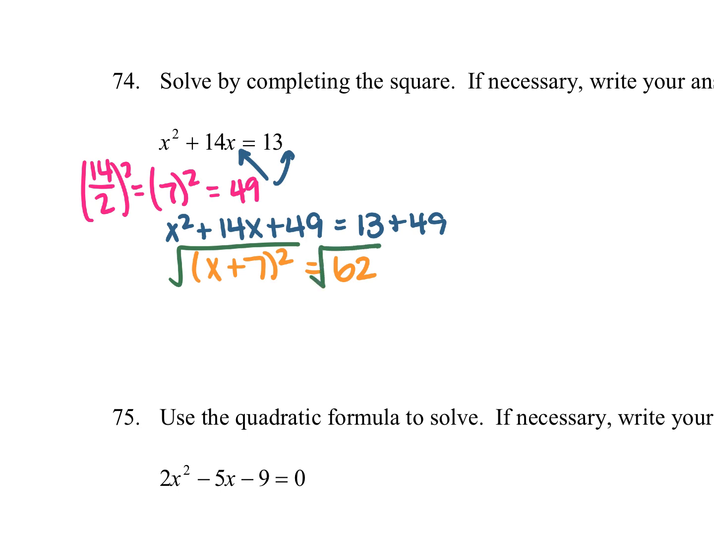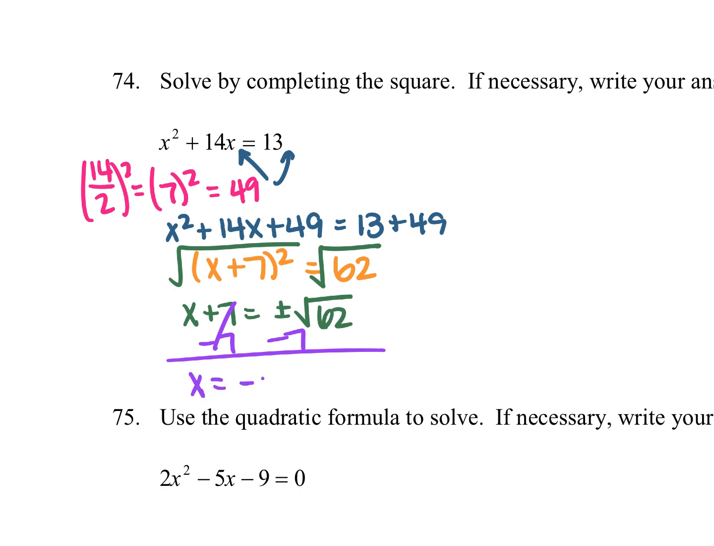Take the square root of both sides. 62 is 2 times 31. 31 is prime, so it doesn't factor out at all. So we have x plus 7 is equal to plus or minus the square root of 62. Move your 7 over, subtract it from both sides, and you have that x is equal to negative 7 plus or minus the square root of 62.